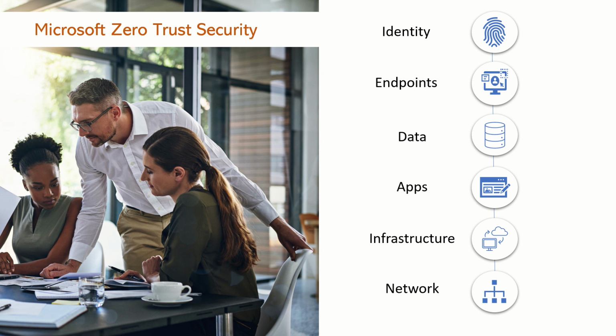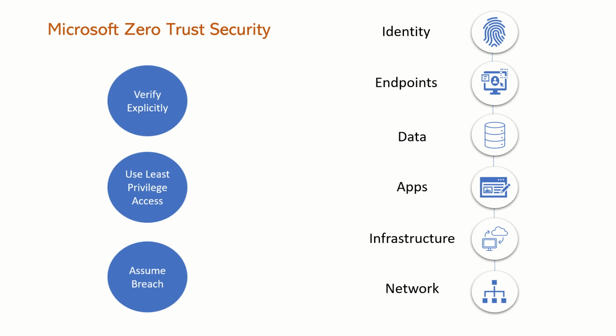And this entire Microsoft Zero Trust security strategy works on three different principles. The first one is verify explicitly. Okay, now it doesn't matter which user is coming from which location. Every request has to be audited, and for every request, there should be an authorization model, right?